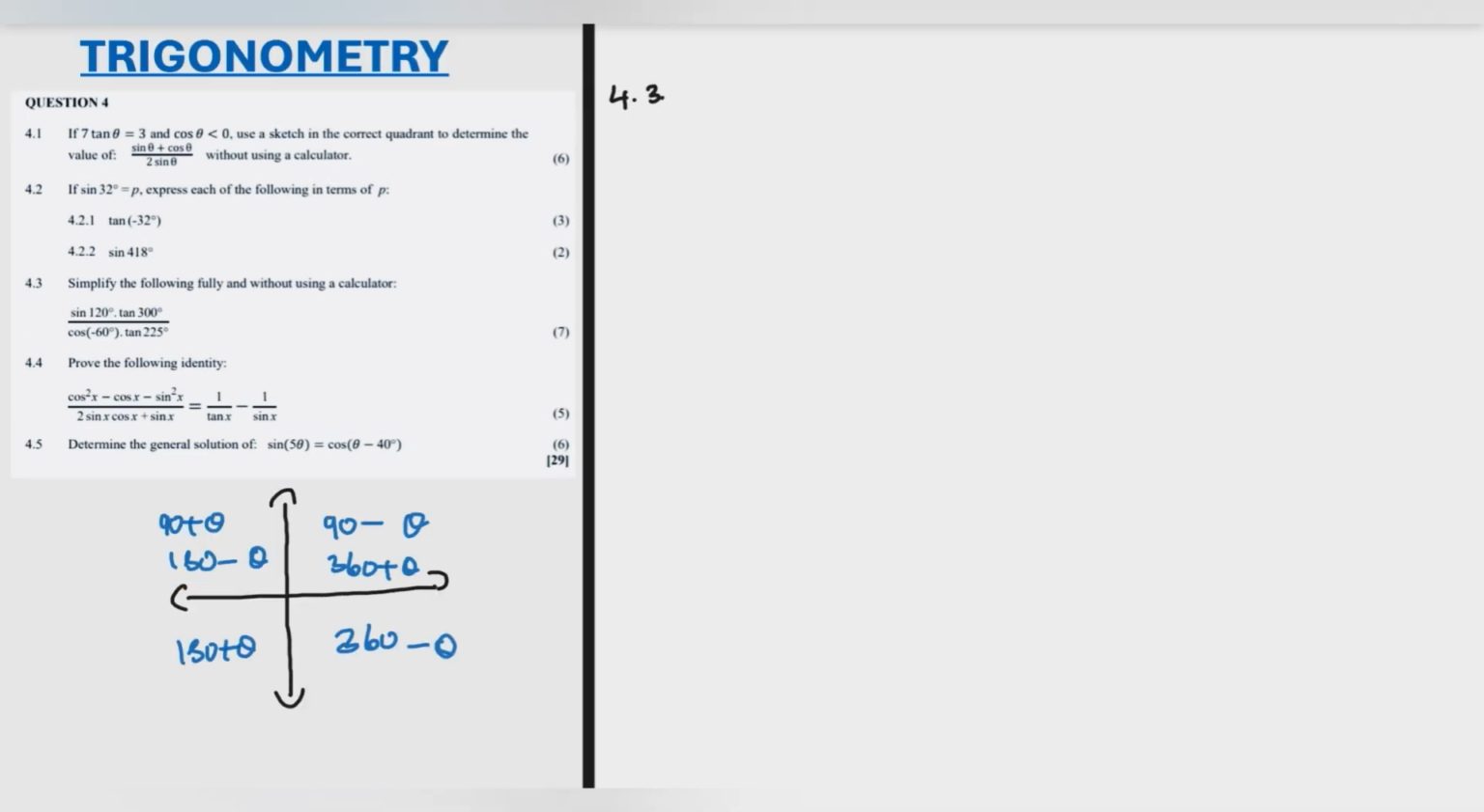Alright, now let's go to the third question, 4.3. It says, simplify the following fully without using a calculator. So that's what we're given. So we're just going to write that. Alright, so that's our equation. So we're going to use the reduction formula in order for us to simplify our equation. Right. So in order for us to use the reduction formula, we need to keep in mind our CAST diagram. So our CAST diagram, we need to know where our trigonometric ratio is positive or negative. How should we reduce it, right?